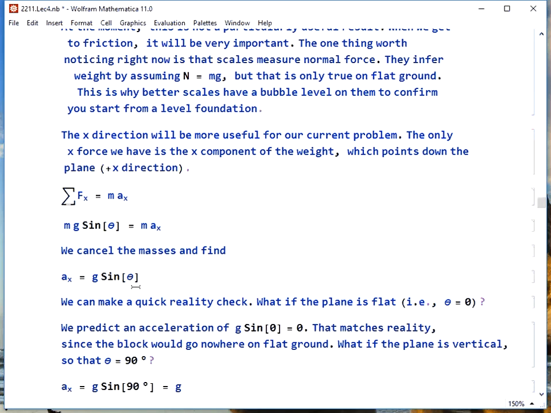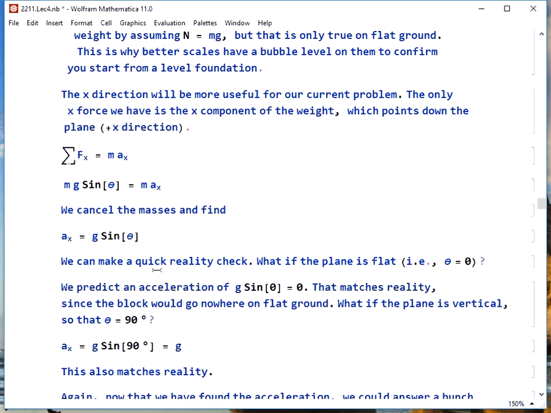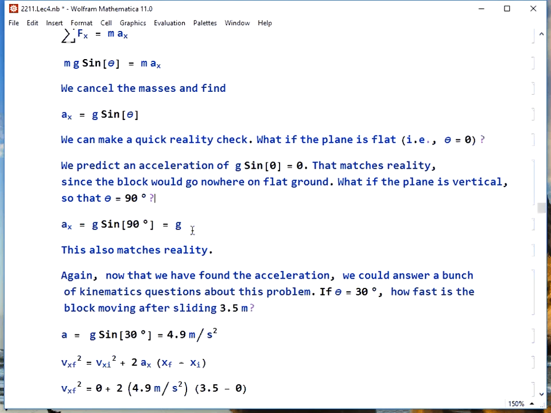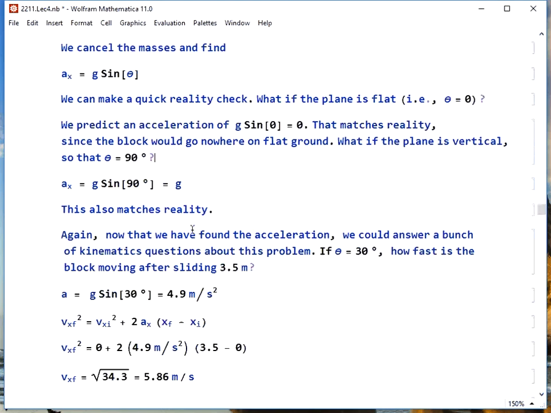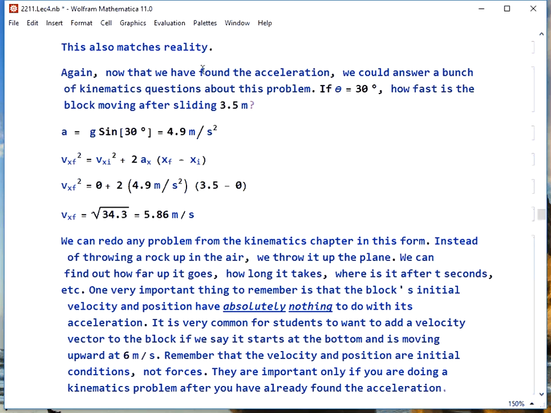And we can look at the limits of this and check and see if this agrees with reality. If the plane is flat, theta is 0, and we get 0 acceleration, which makes sense because we don't expect the block to move on flat ground. If the plane is vertical, we raise it all the way up so theta is 90, we get that acceleration is g because that's just free fall. Now that we have this acceleration, we could answer a bunch of kinematics questions about the problem. For example, if theta is 30, how fast is the block going after sliding 3.5 meters?